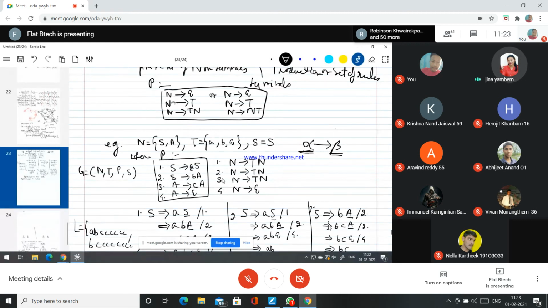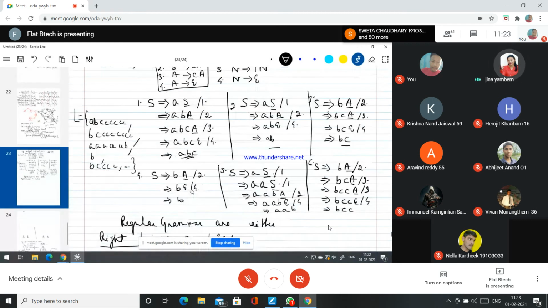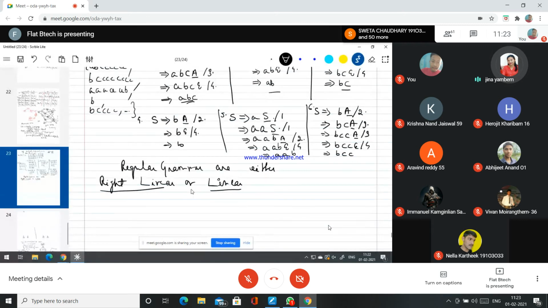Now let me move down. I've already told that regular grammars are either right linear or left linear. Now let me define one more thing.